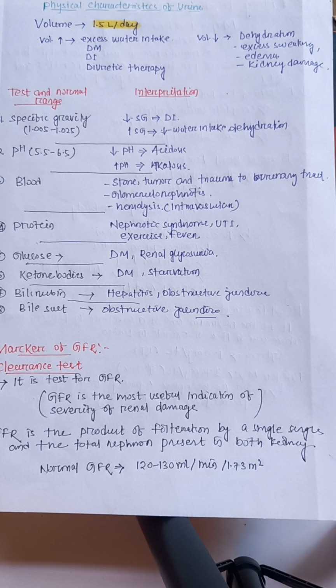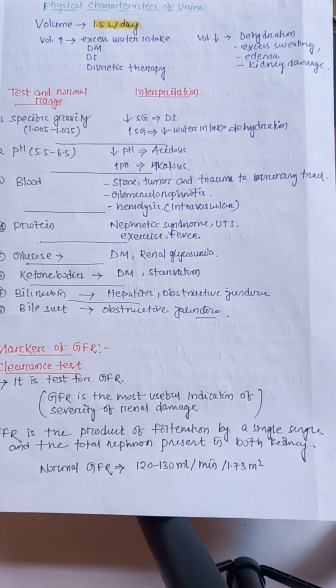You should know when the ketone bodies come in the urine. One condition is diabetes mellitus, another is prolonged starvation. These two cause the appearance of ketone bodies in the urine, where you do the Rothera test. And bilirubin appears in hepatitis and obstructive jaundice, and bile salts mostly in obstructive jaundice. These are some interpretations you get from the physical examination of the urine.